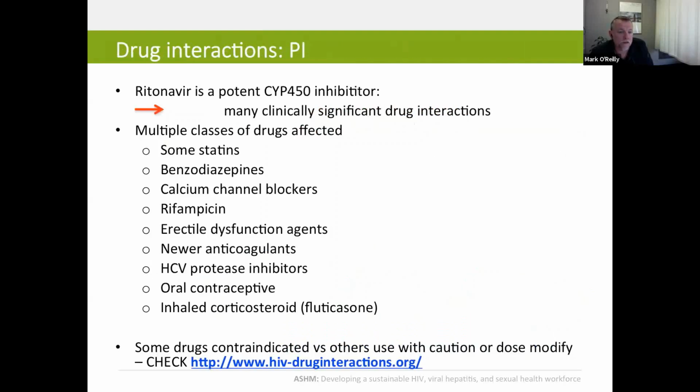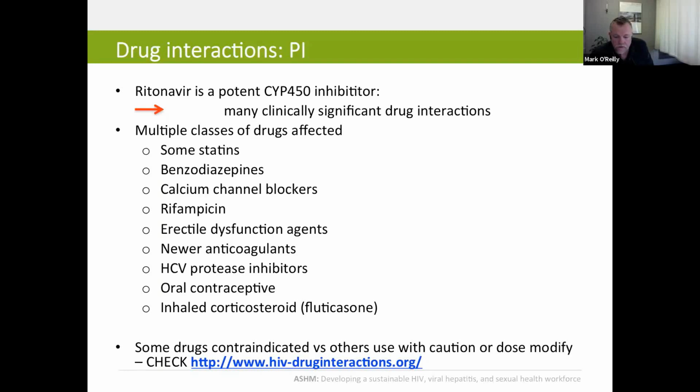Ritonavir is a potent CYP P450 inhibitor and has many clinically significant drug interactions. There are multiple classes of drugs affected, so it can boost some statins, some benzodiazepines, some calcium channel blockers, rifampicin, the erectile dysfunction agents such as sildenafil and tadalafil, some of the newer direct-acting oral anticoagulants such as apixaban and rivaroxaban, the hepatitis C protease inhibitors, some of the oral contraceptive agents, and inhaled corticosteroids.